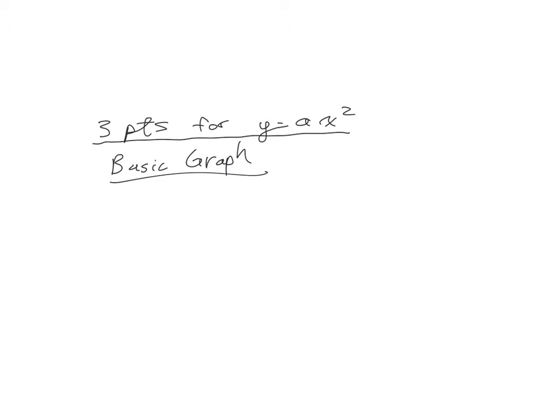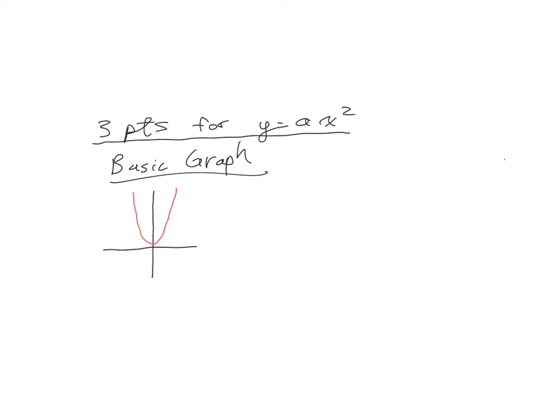So, when taking a look at the graph y equals ax squared, the basic graph looks like y equals x squared, and it's centered about the origin. So you have something that looks like this. Now, depending on your graph, you could either have a graph that is flatter or skinnier, as discussed in the previous lesson.